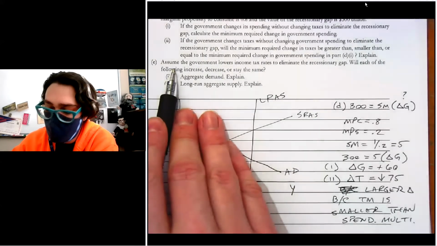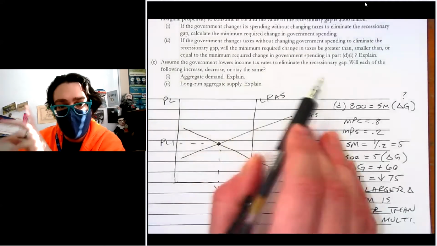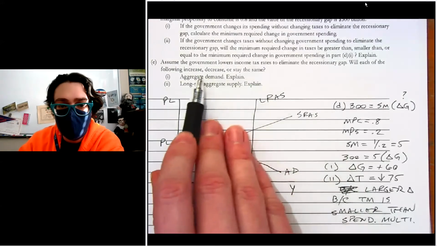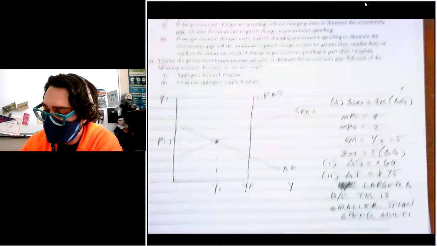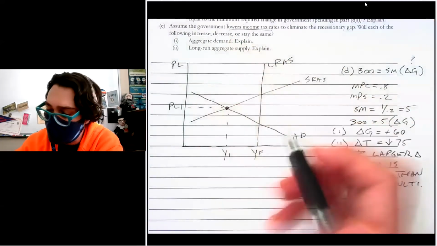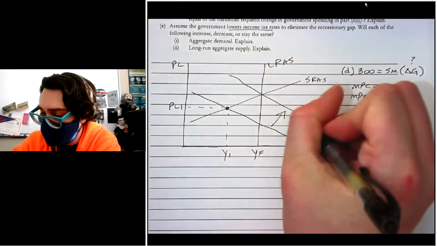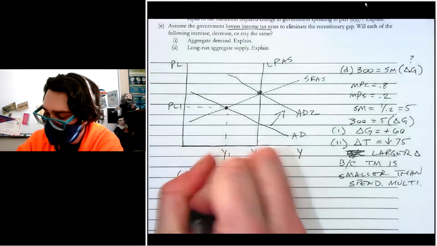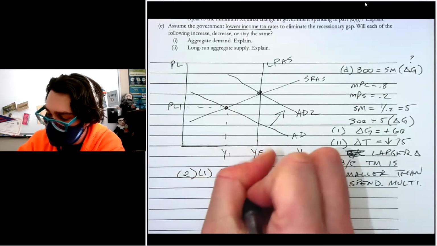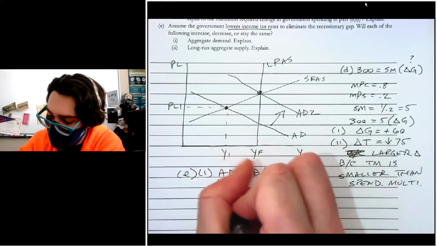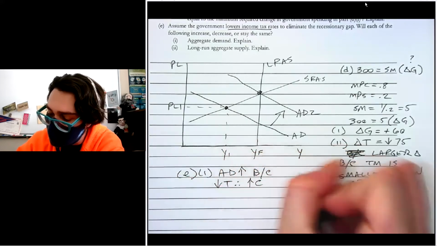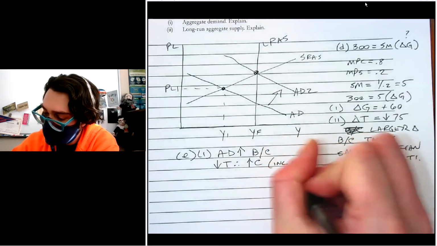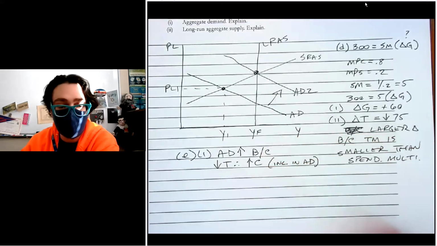Okay, the last part of this question says, assume they lower income taxes. Will each of the following increase, decrease, or stay the same? Aggregate demand, explain. LRAS, explain. So if they change income taxes and they close the recessionary gap, we aren't asked to graph it, but I'll show you. They close the gap, AD2, everything's hunky-dory, we go back to equilibrium. So we'd say AD increases because lowering taxes increases consumption, and we know that consumption is part of aggregate demand. That's a good enough answer for the first one.